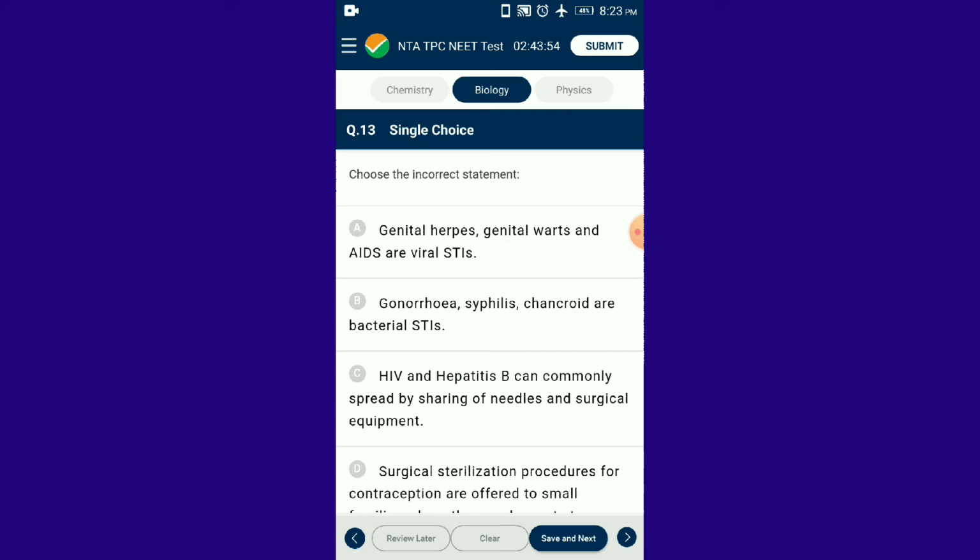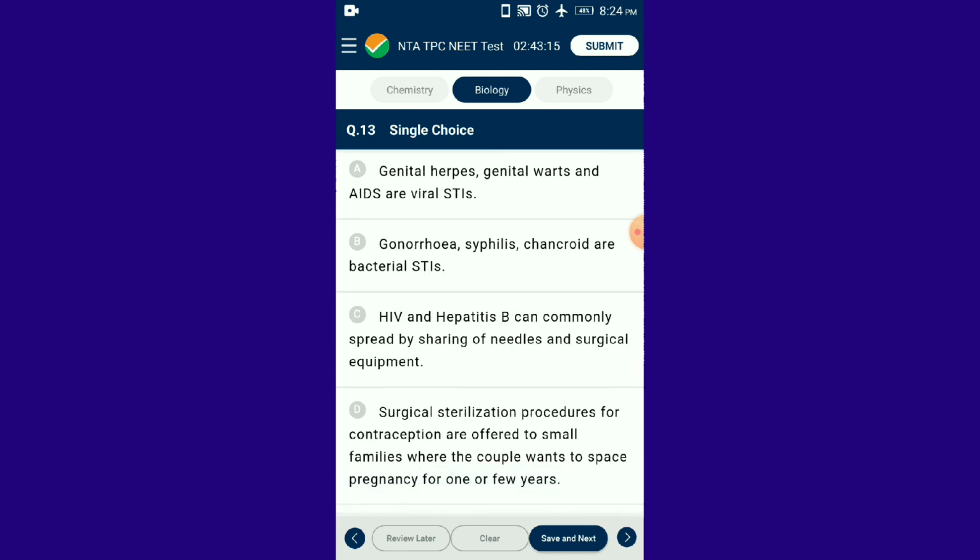Gonorrhea is a type of sexually transmitted disease caused by the gonococcus bacterium called Neisseria gonorrhoeae. Syphilis is a sexually transmitted disease caused by a bacterium called Treponema pallidum. Chancroid is a sexually transmitted disease caused by infection with the bacteria Haemophilus. Genital warts are caused by human papilloma virus. Genital herpes is caused by herpes simplex virus. So the answer for this question is option D.